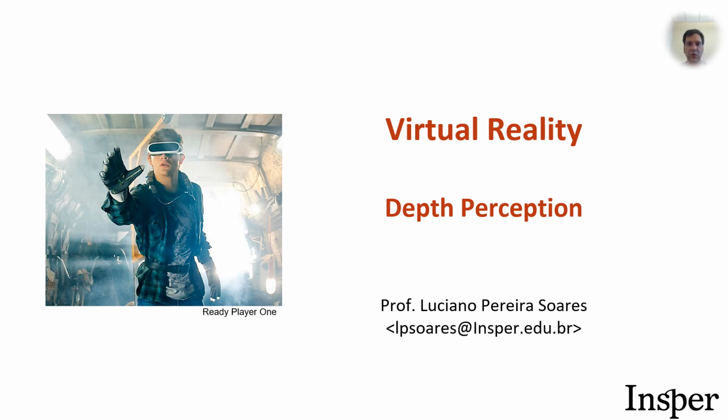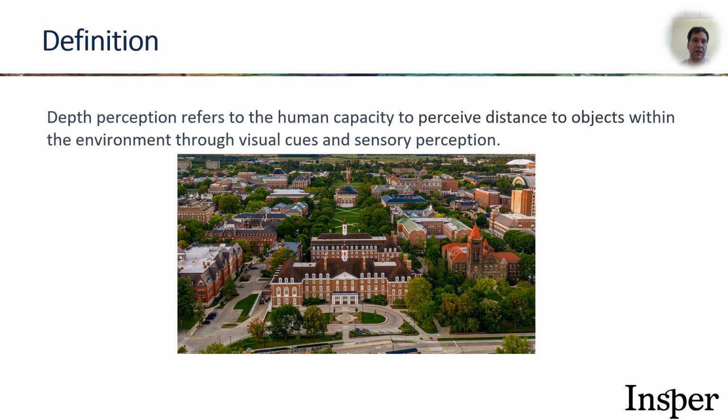In this video, we will provide information about depth perception, which is the fundamental mechanism that enables our brains to perceive the world in 3D. Depth perception refers to the human capacity to perceive distance to objects within the environment through visual cues and sensory perception. This perception has a fundamental role in our ability to perceive the world in 3 dimensions.